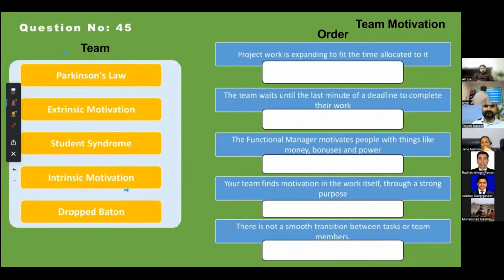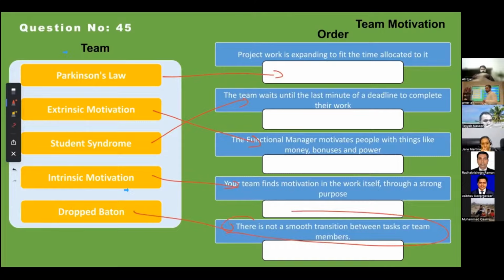Parkinson's law is basically that work expands to fill the time available. Extrinsic motivation is from outside, like money and bonuses. Intrinsic motivation is from inside. Student syndrome is when you wait till the last responsible moment. Dropped baton is the classical definition of a loss of information. That is dropped baton.